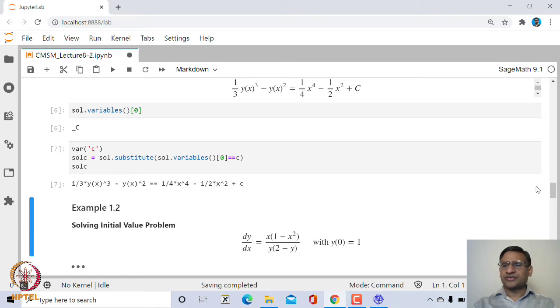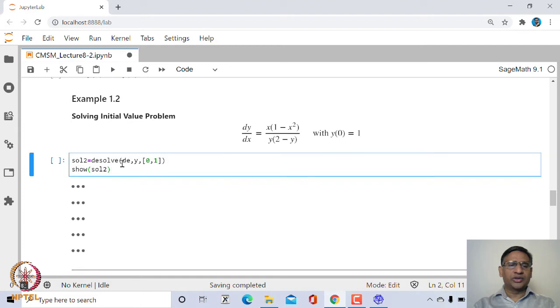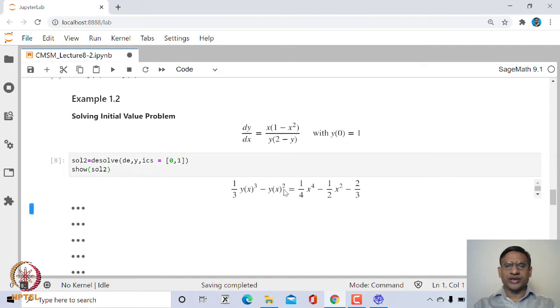Now let us see how we can solve this initial value problem. Same problem, dy/dx is equal to x times (1 minus x squared) upon y times (2 minus y), and the initial condition here is y(0) equal to 1. This is what is known as an initial value problem. If you have to solve this, all you need to do is again call DE-solve and mention the initial condition. You can say ICS, the initial condition, equal to 0 comma 1. So this is x0, y0, that is how the initial condition is given. So let us ask it to solve. This is what you get, this is the solution.